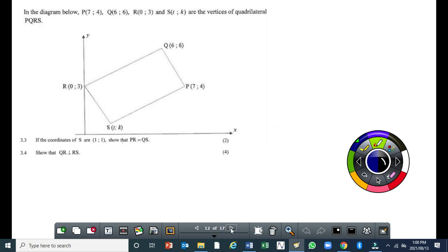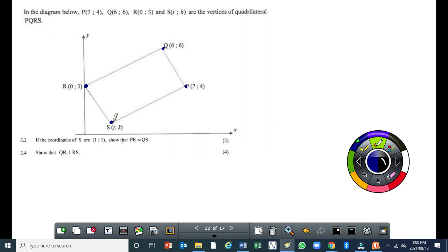Now, the next question says, if the coordinates of S are x is 1, y is equal to 1, which is what we got, show that PR is equal to QS. So we now know the coordinates here, and we are now being told that PR, that is from here to R, is equivalent to QS, that is from here to there. This question we can, if they are equal, it means they intersect at a common point.